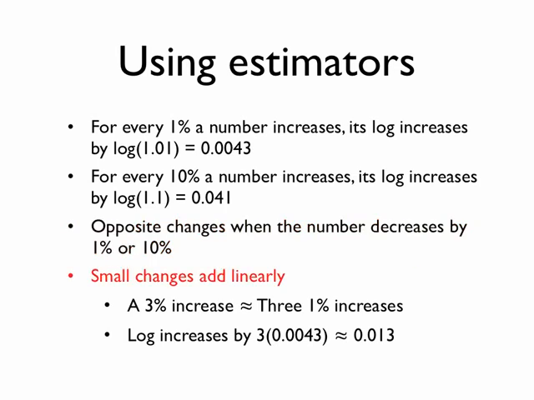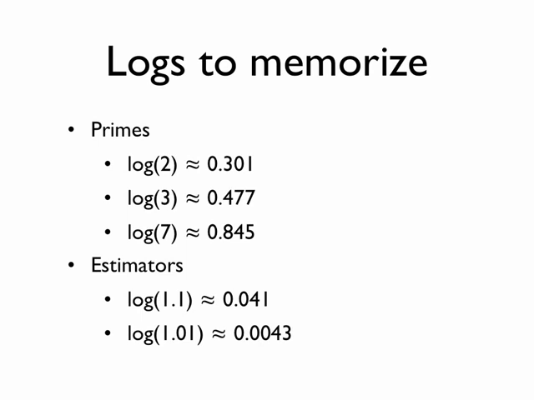Now this is useful because small changes add up linearly. For example, if you have a 3% increase in a number, that's almost equivalent to 3 consecutive 1% increases. So if a number increases by 3%, then its log will increase by 0.0043 for each of those 1% increases. So that's equivalent to its log increasing by 3 times 0.0043, or about 0.013. So we have these primes, 2, 3, and 7, that we memorize the logs for, as well as these estimators, this 10% and 1% estimator. So we have 5 numbers now to memorize.